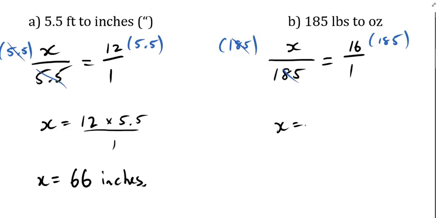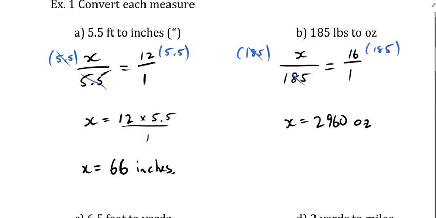$16 times 185 is 2,960, and that is ounces. So 185 pounds, that's like maybe the weight of an adult. And apparently they're about 3,000 ounces. Not something you would usually measure an adult's weight in. But any questions? Pretty straightforward, right?